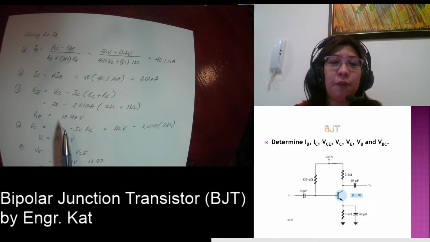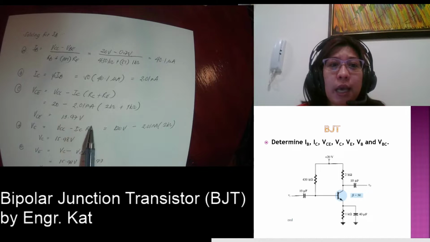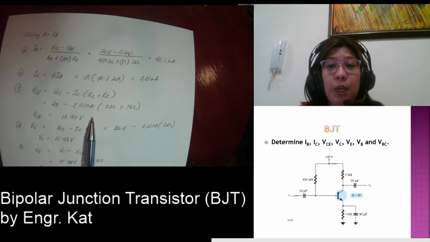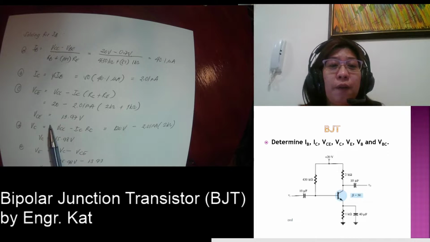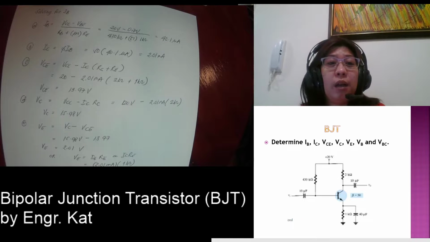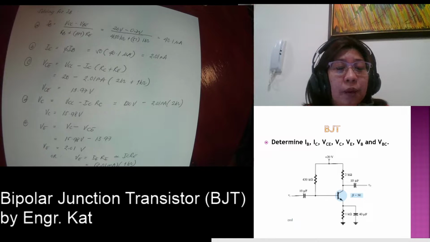So VCE is equivalent to VCC minus IC multiplied by RC plus RE. Those are just given, so it is just direct substitution into the equation, and then we can solve for the value of VCE, which is equivalent to 13.97. Now let us solve for VC.